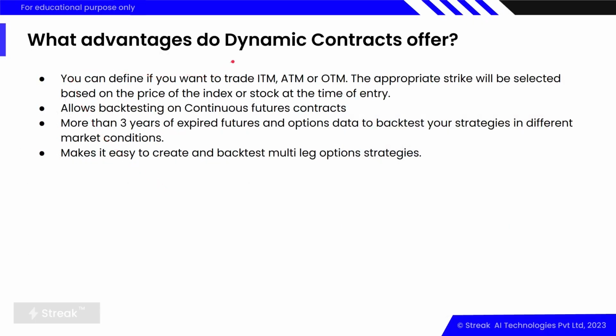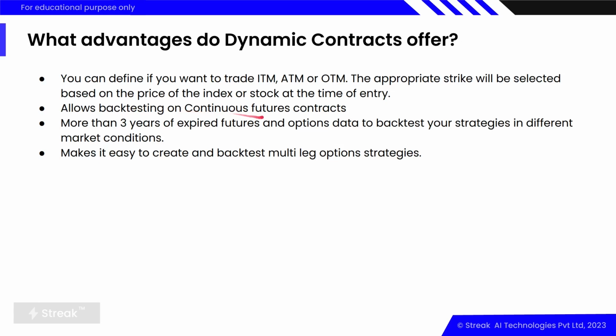So what advantages do dynamic contracts offer? You can define if you'd want to trade in the money, at the money, or out of the money, and then the appropriate strike will be selected based on the price of the index or stock at the time of the entry. I'll be explaining this with an example also. If you're not able to understand it properly right now, just wait for the next slide. We are going to look at the example as well.